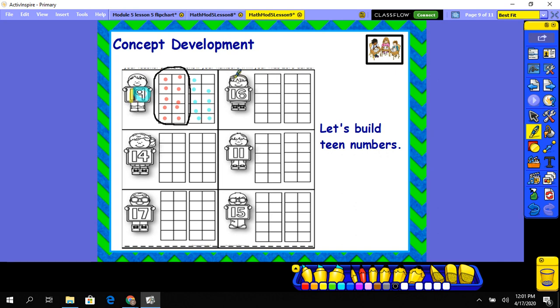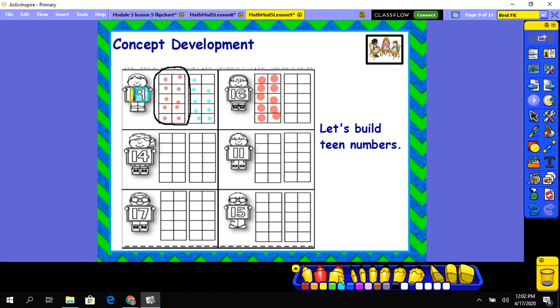16. Does the 1 mean 1? No way, Miss McKay. The 1 does not mean 1. The 1 means 10. So how many do we fill in for our first 10 frame? Yes, we fill in 10 dots. Ready, go. 1, 2, 3, 4, 5, 6, 7, 8, 9, 10.